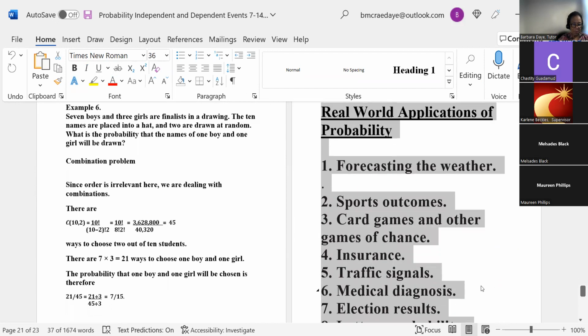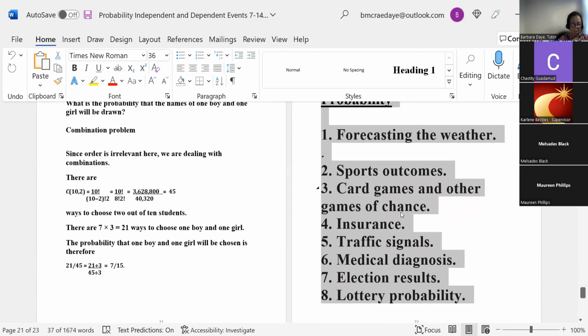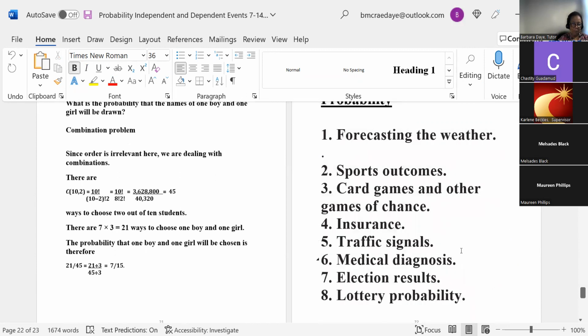Forecasting the weather, sports outcomes, card games, other games of chance, insurance, traffic signals, medical diagnoses that use probabilities, election results. When you hear on election night, "Based on 90% reporting, we predict that such and such will win," that's probability. And lottery probability: based on so many millions of people buying tickets, the probability of you winning is like 1 in a zillion.